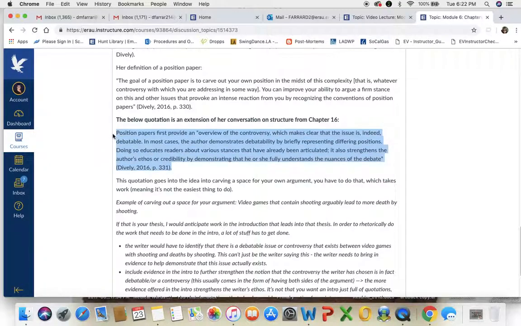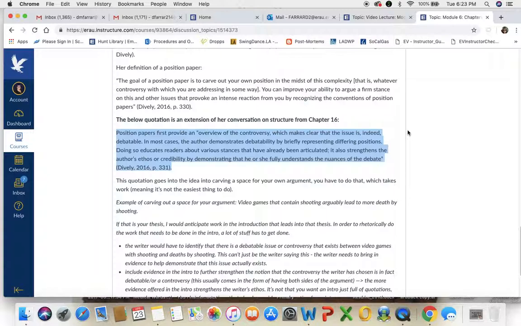And I say the below quotation is an extension of her conversation on structure from chapter 16. So she goes through what a position paper looks like, and gives some different steps to it. I took out the part about the hook because I personally don't like the hook. You can have a hook if you want, I just don't agree with it. It's actually a divisive topic in writing. So a lot of writing instructors encourage their students to write hooks. I encourage my students to get right to the point.